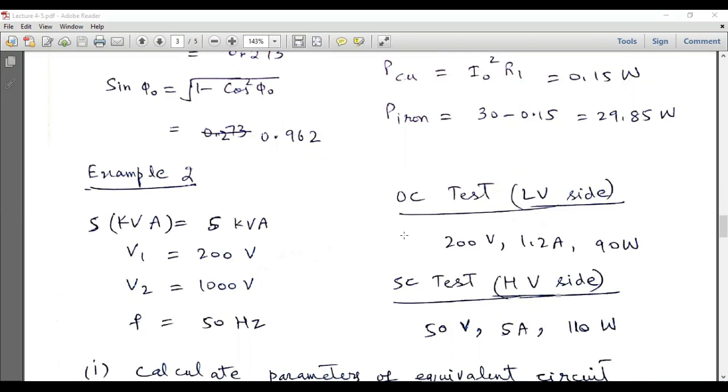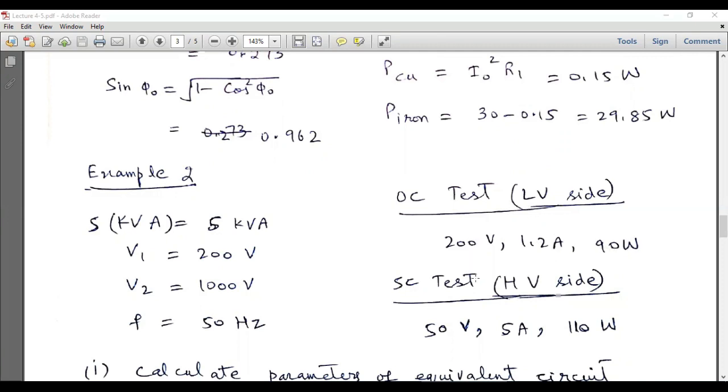So over this transformer, open circuit test and short circuit test both are performed independently. So first the open circuit test is performed at the low voltage side, and the applied voltage is 200 volts. The current is read as 1.2 amperes and the power is read as 90 watts.